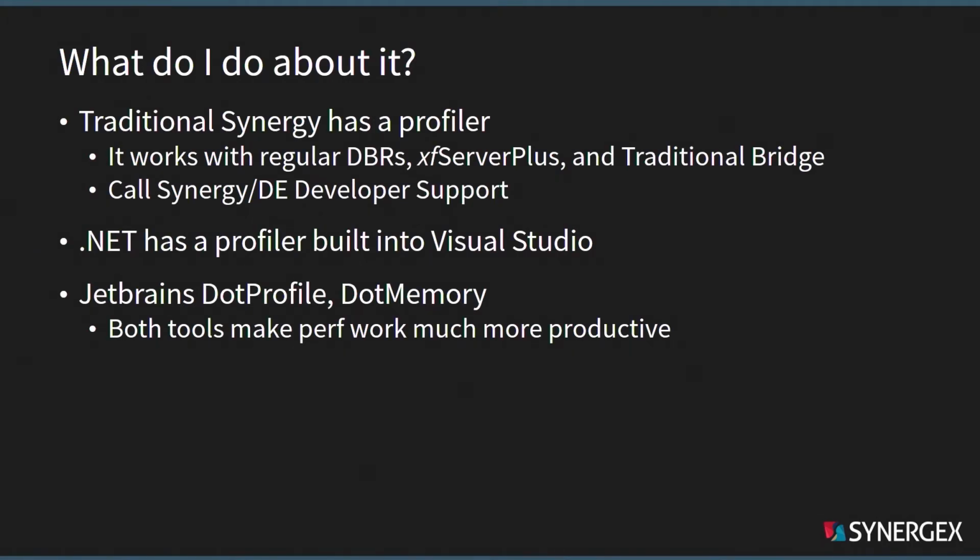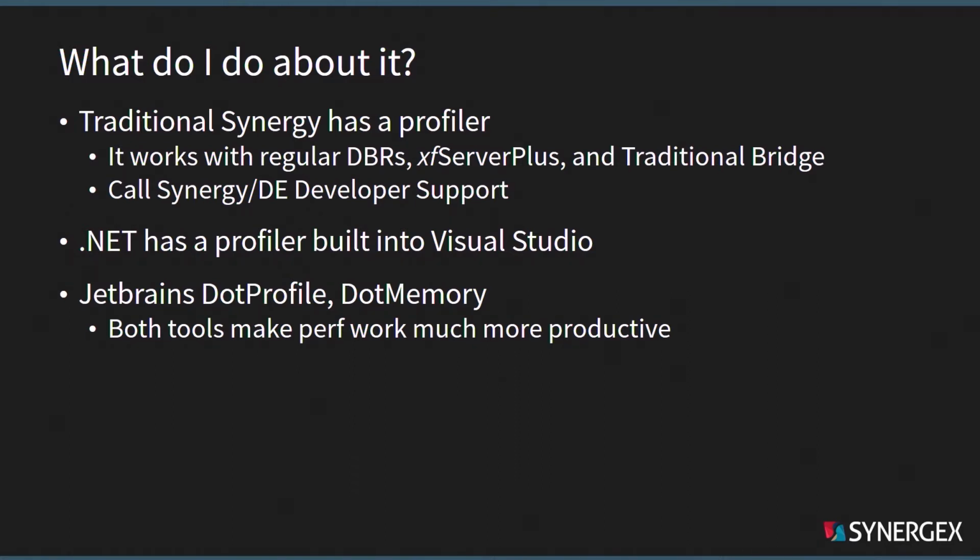If you're writing traditional Synergy code, there is a profiler. It works with DBRs, it works with Exoserver Plus, and it works with traditional Bridge, which is the traditional portion of Harmony Core. You can call developer support. They know how to do it. If you look at the documentation and it looks like it's written in Greek to you, and it's spitting numbers at you that you don't know how to use, developer support can help you decode your performance traces that happen from traditional Synergy.